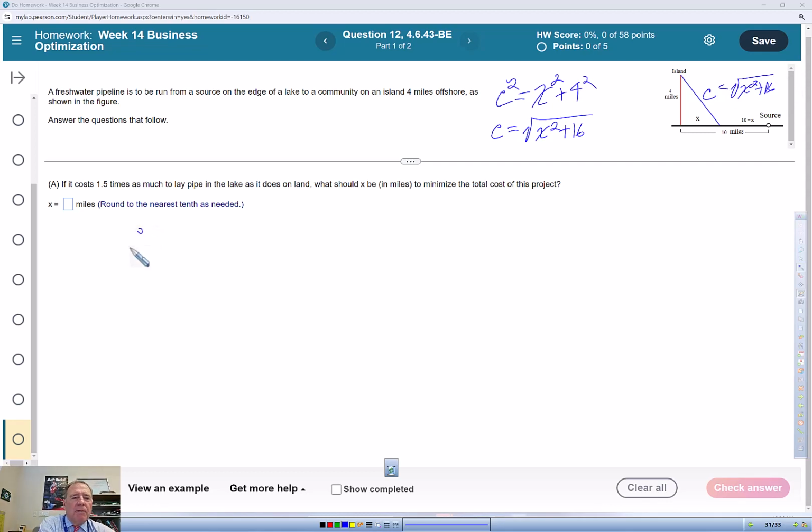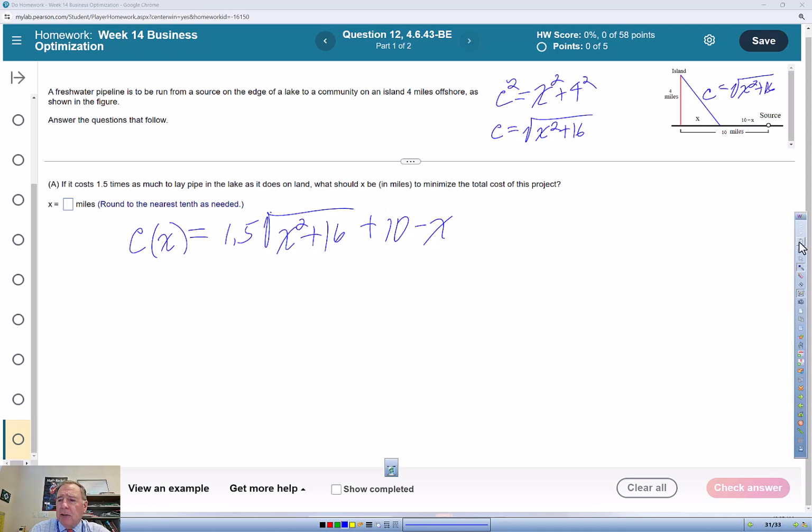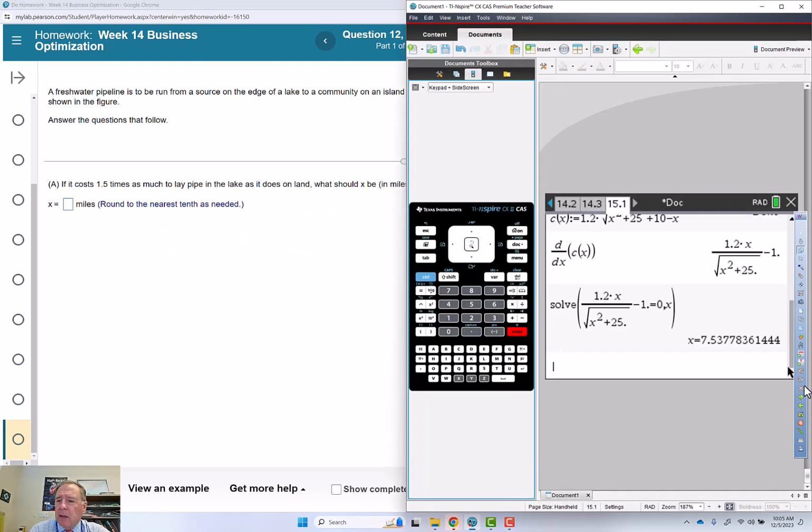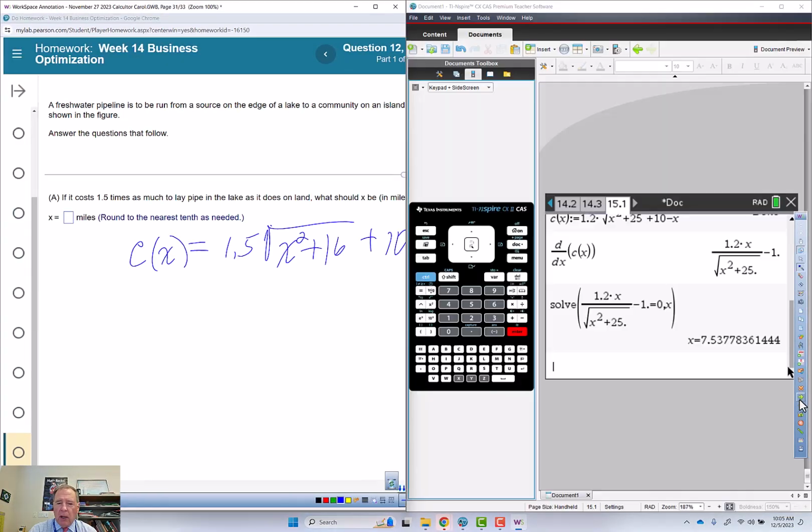So my cost function as a function of x is going to be 1.5 times the square root of x squared plus 16, plus 1 times 10 minus x. And I could make this square root parenthesis to the power of 1/2 and use the chain rule, but I'm going to just put this into the calculator. So I'll go to the calculator, get back my handwork, half screen that.